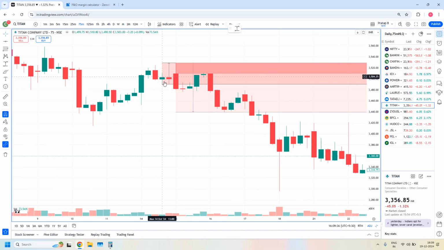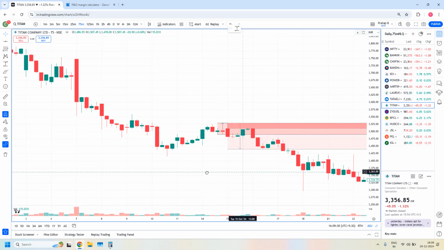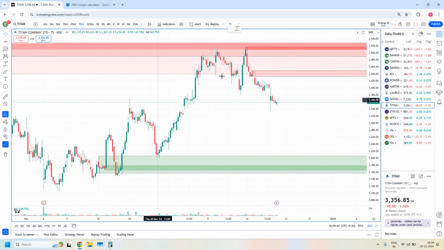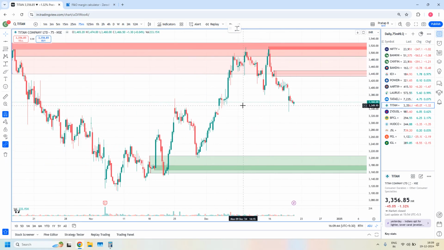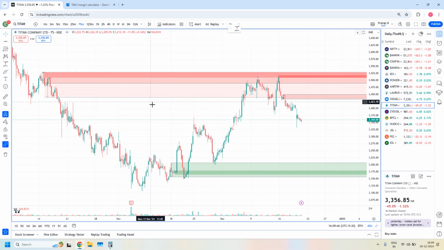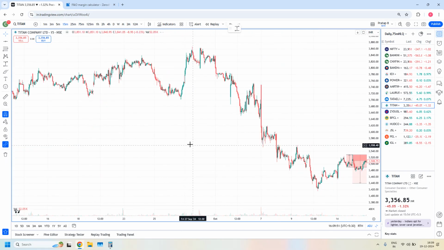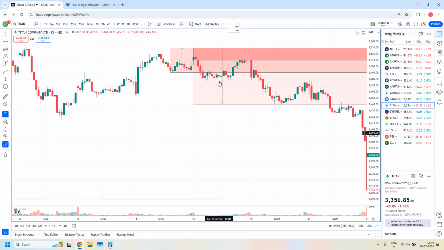We have a drop, base, a drop. The 75 minute zone. Multiple times it is tested, but you get clarity when you look into the 15 minutes time frame. See, we have a 15-minute zone here.